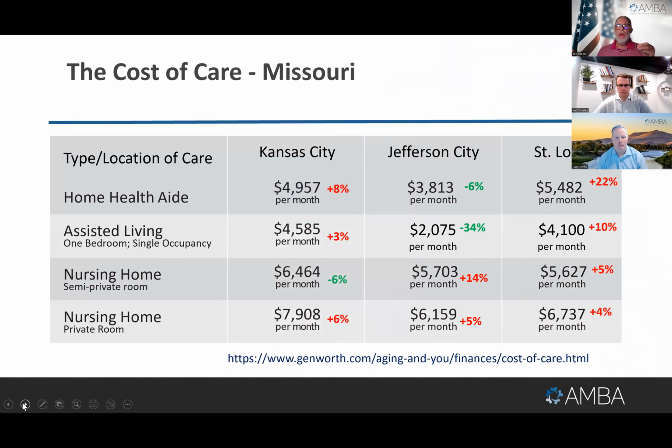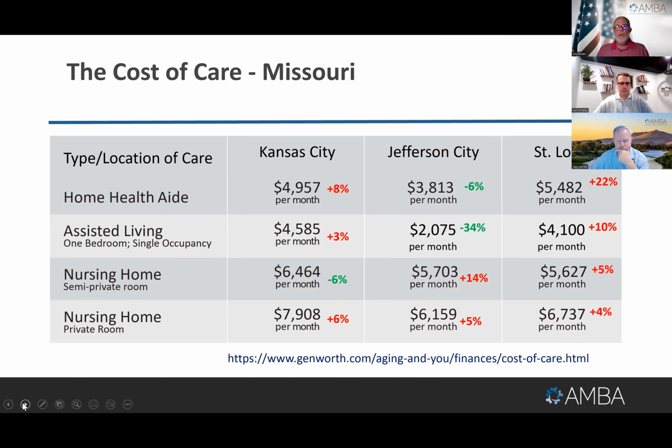Now, to recap, in Missouri, you've got an interesting situation. It's very similar to Texas in that overall costs are fairly low for long-term care at different levels, whether it's home health aide, assisted living facility, or in semi-private or private room. But the impact of inflation is really driving up the cost in the major metropolitan areas. And you see that in Kansas City, especially on the east side, in St. Louis, where home health aide costs are going up dramatically. We're not seeing it so much in Jeff City and Columbia.